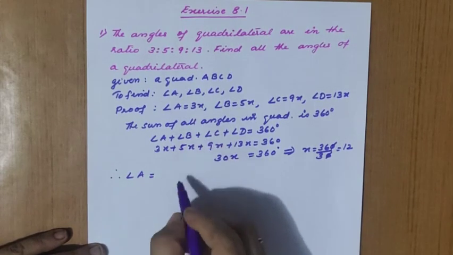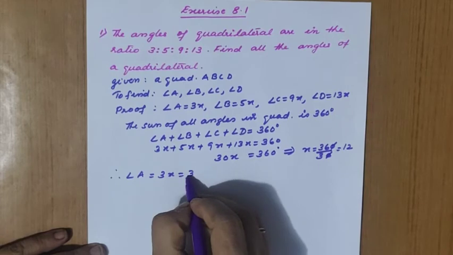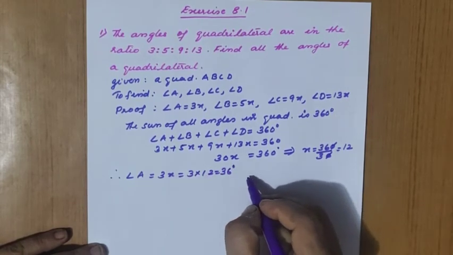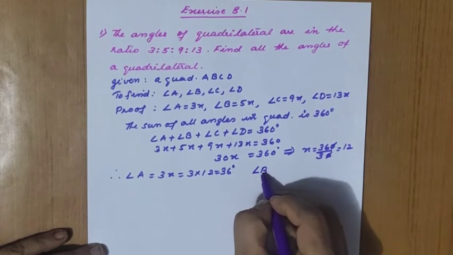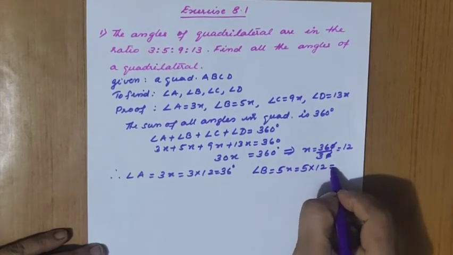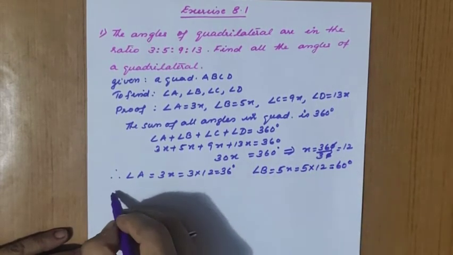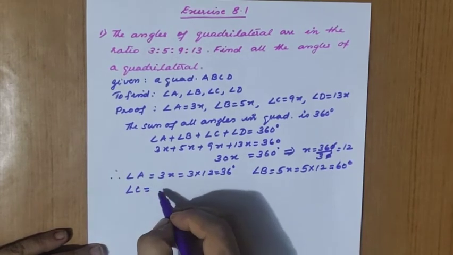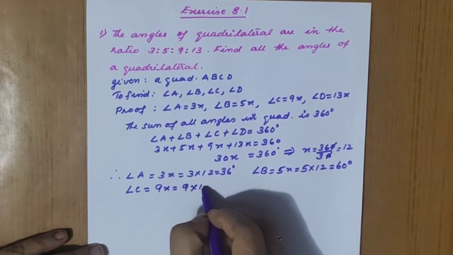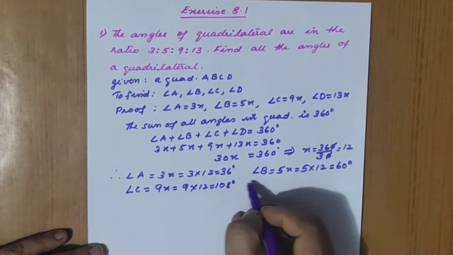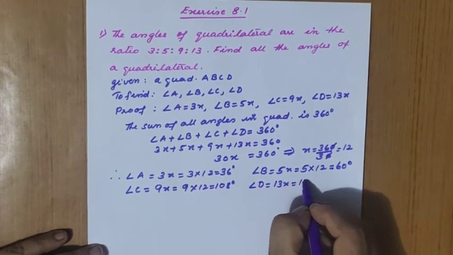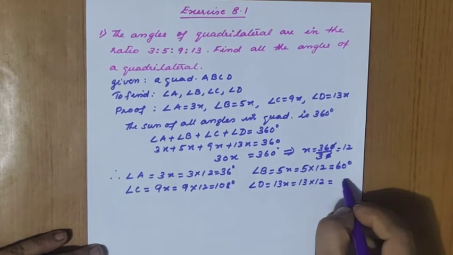So what is angle A now? Angle A equals 3x. So 3x means 3 into 12, it is equal to 36 degrees. Angle B is equal to 5x. 5 into 12 equals 60 degrees. Angle C is equal to 9x, equal to 9 into 12, equal to 108 degrees. The last one, angle D equals 13x. 13 into 12 equals 156.